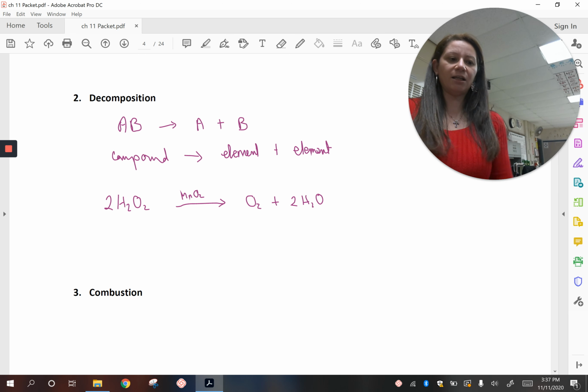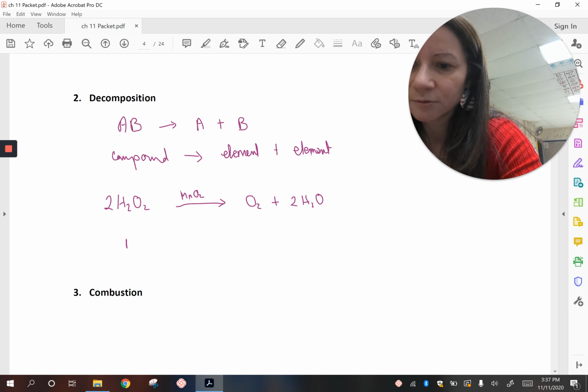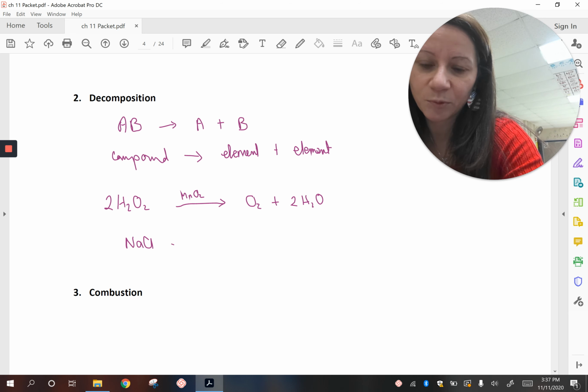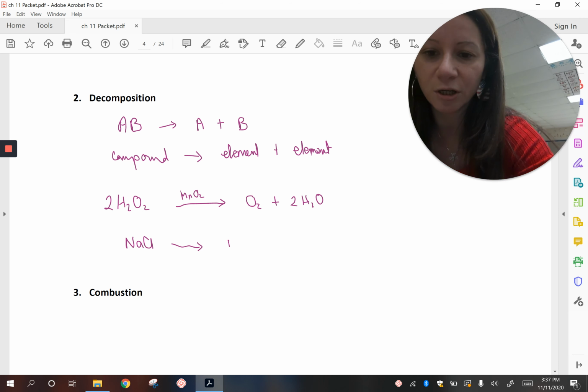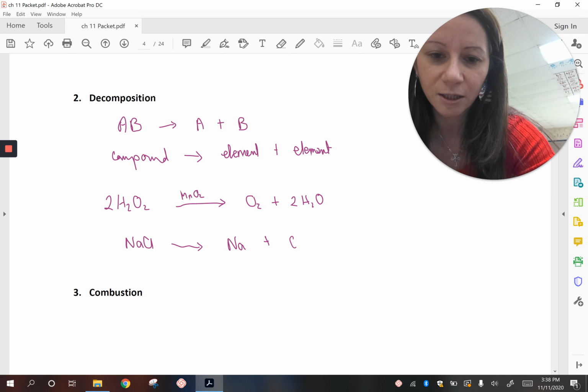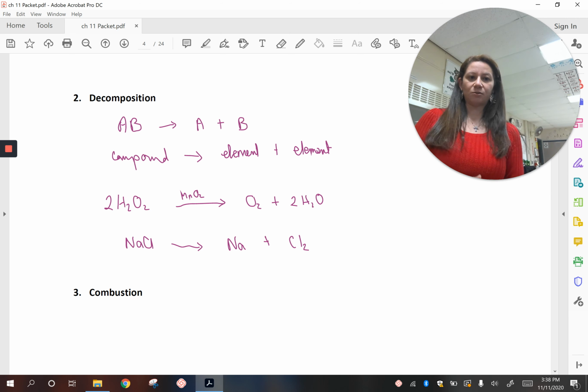Let's try NaCl, for example, just as an example in your notes. So that would break down into sodium and chlorine, so Na and Cl2, because chlorine is diatomic.